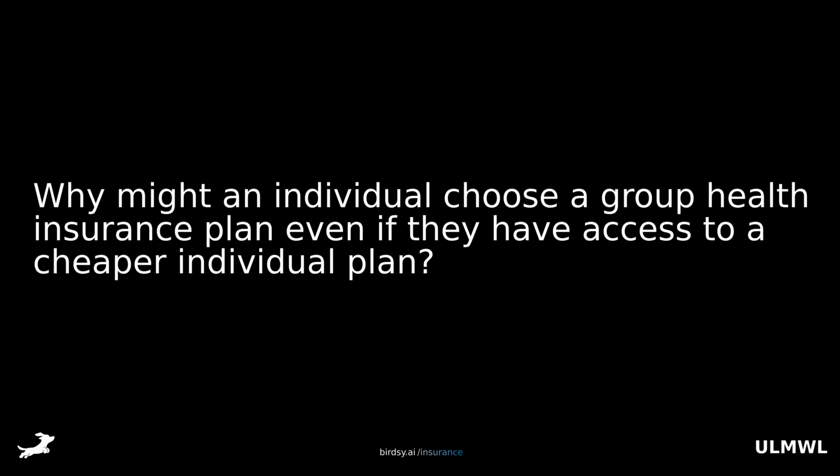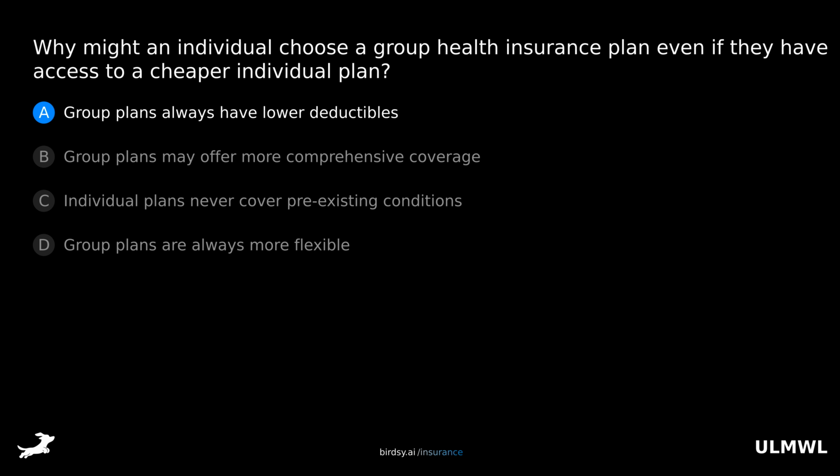Why might an individual choose a group health insurance plan even if they have access to a cheaper individual plan? Is it A, group plans always have lower deductibles? B, group plans may offer more comprehensive coverage? C, individual plans never cover pre-existing conditions? Or D, group plans are always more flexible? The answer is B, group plans may offer more comprehensive coverage.